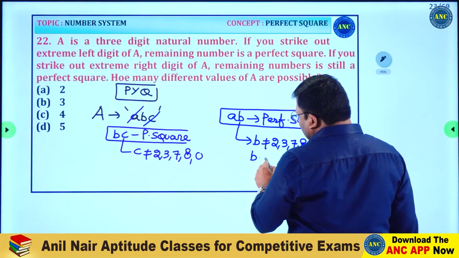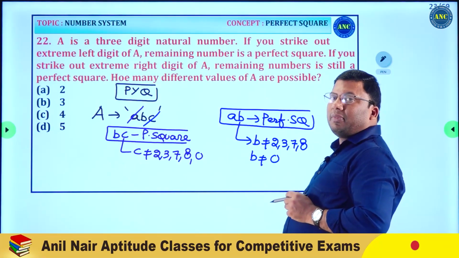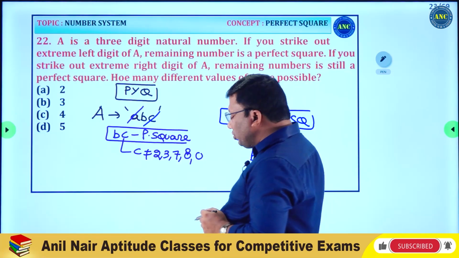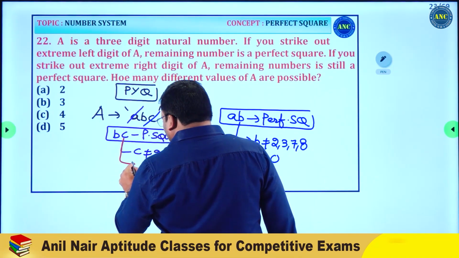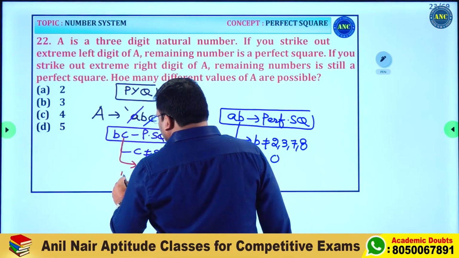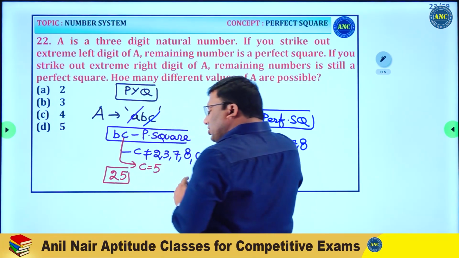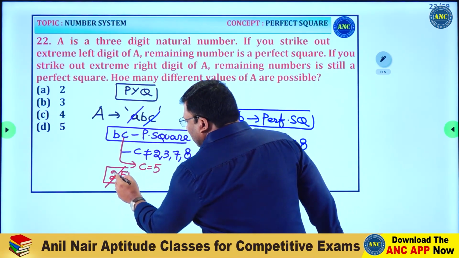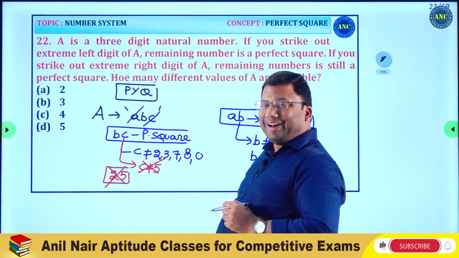B cannot be 0, because if it is 0, all 3 digits would have to be 0, but ABC is a 3-digit number. So C cannot take 2, 3, 7, 8 or 0. If C takes 5, any perfect square ending with 5 has to have 2 in the tens place. B would have to be 2, but B cannot take 2. That means C cannot take 5. Are you all with me?